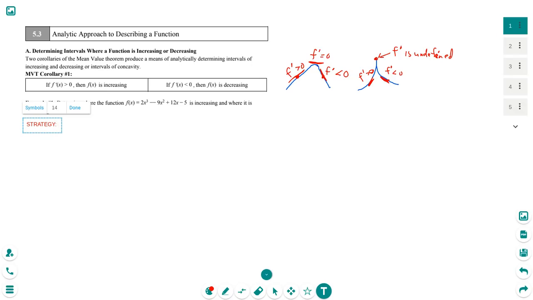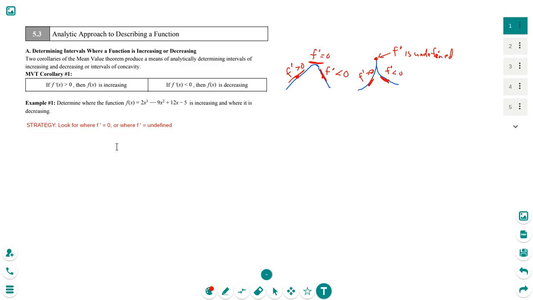So a strategy that I'm going to use is that I'm going to look for where the first derivative, so f prime, is equal to 0, or where f prime is undefined. And then I can use those to distinguish around it where f prime must be positive and negative.